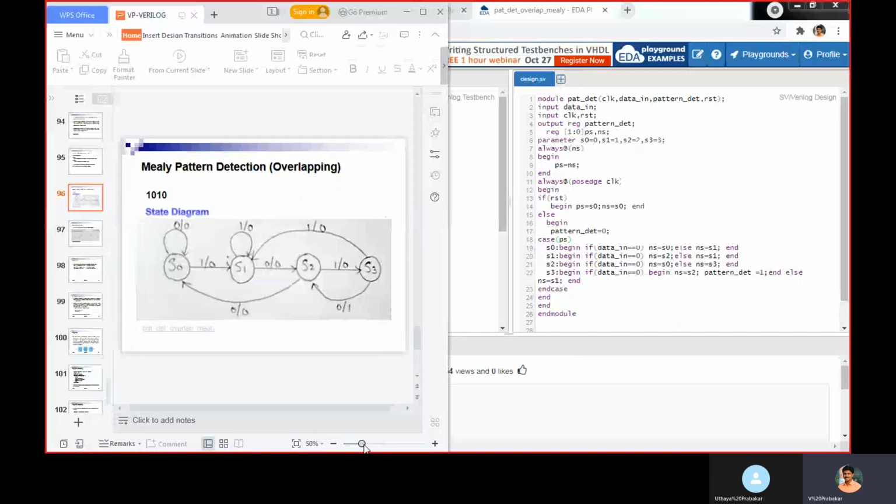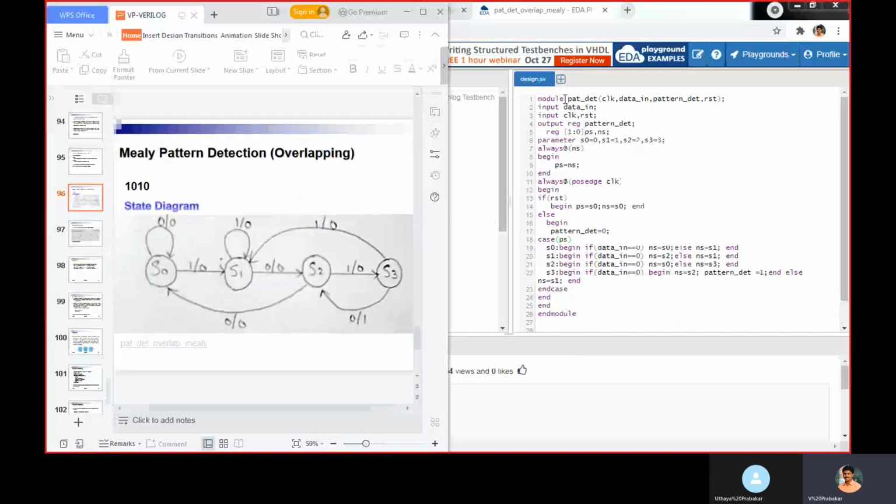So now, module name, inputs: for the sequence we need clock, right? Output, clock, data in: a single bit by bit we are going to receive from the test bench. Then pattern detect is nothing but the output. When 1010 is detected, this pattern detect will come on. Then reset is the input. So we declare the inputs and outputs.